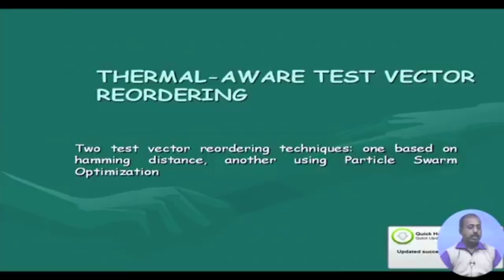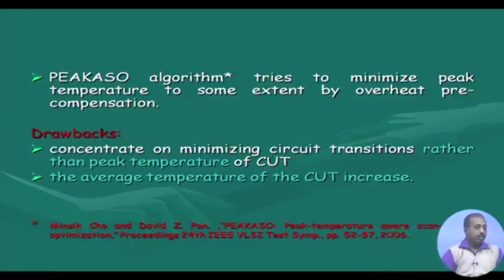We will see some techniques: one based on Hamming distance, and another based on a more detailed approach known as particle swarm optimization. If we look back, there are some algorithms reported in the literature, way back in 2006, Picasso, that tries to minimize the peak temperature to some extent by overheat compensation. What this work does is classify the patterns into some that result in high temperature and some that result in low temperature.